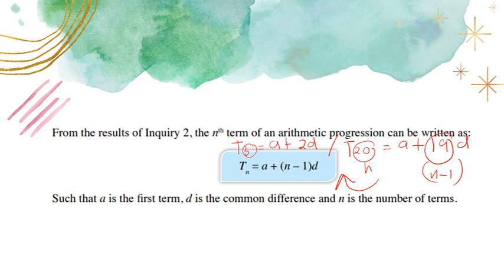Okay, such that A is the first term. So this is T1, first term. D is the common difference. And n is the number of term. Okay, term 1, term 2, term 3, and so on.